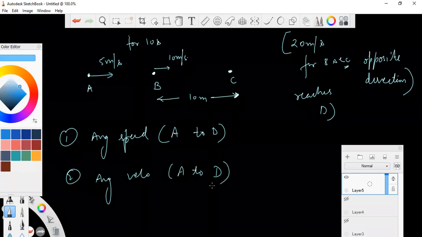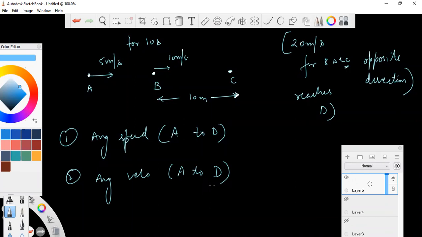Is the question clear to you? Yes, sir, you asked us to tell the location of D. Yes. Just mark the position of point D in the diagram. Is it somewhere between A and B, between B and C, left of A? I don't know, you have to find that out.